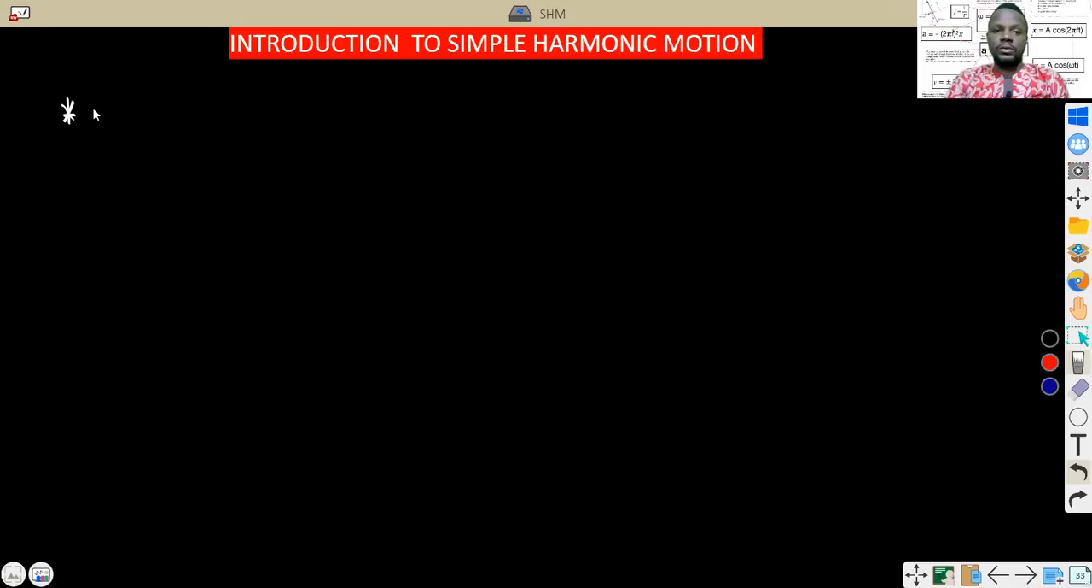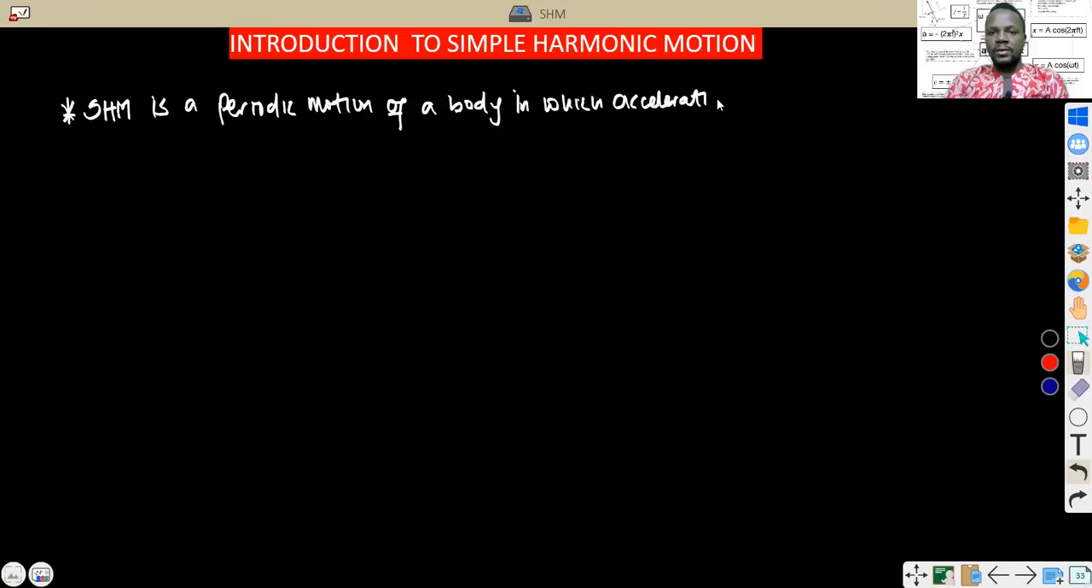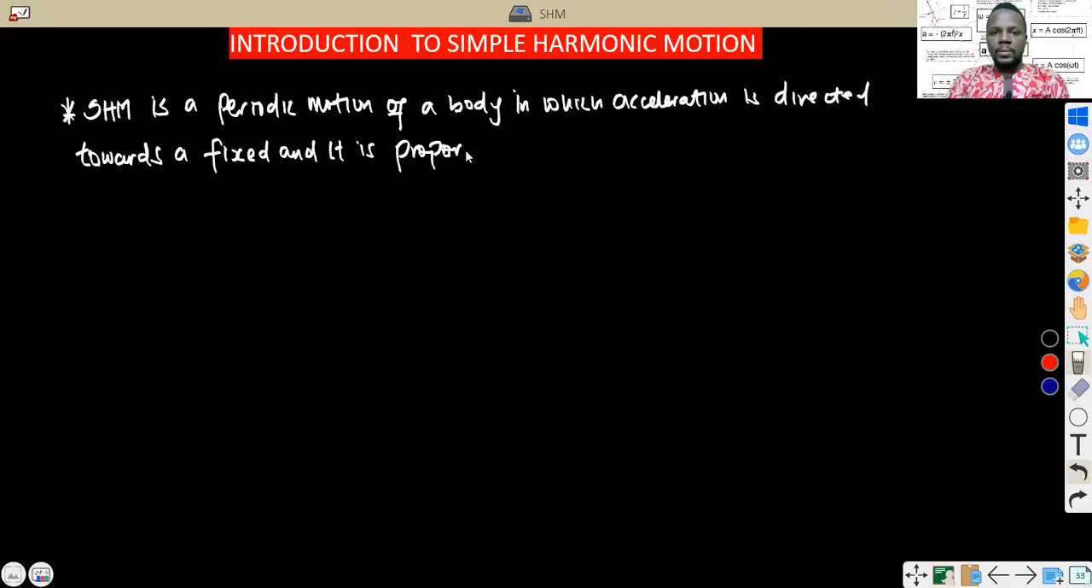We say SHM is a periodic motion of a body. So I will just write: SHM, which is simple harmonic motion, is a periodic motion of a body in which acceleration is directed towards a fixed point, and it is proportional to the displacement from that point.